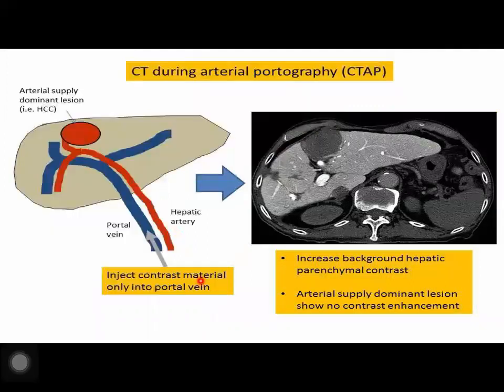We see on the axial CT hyperdense parenchyma except the lesion, which is supplied by the hepatic artery.